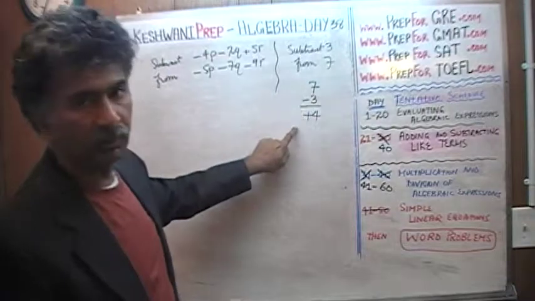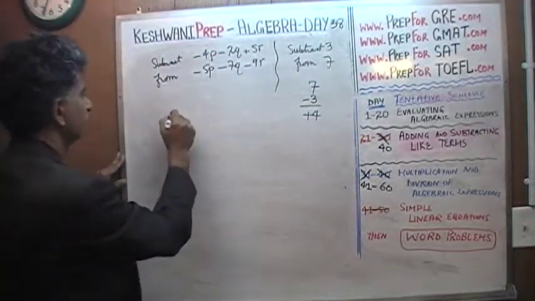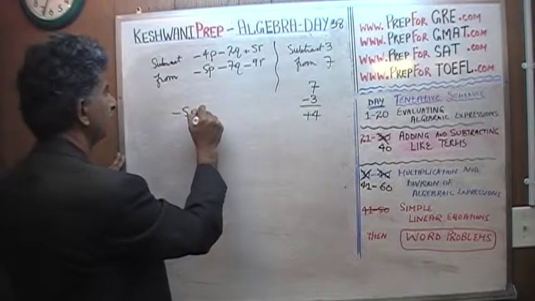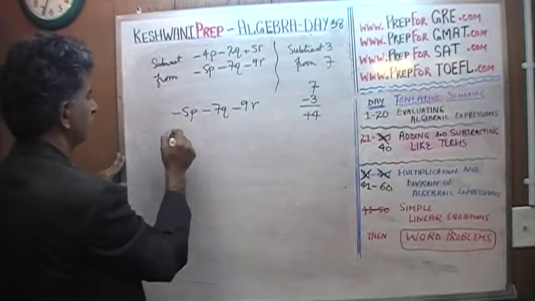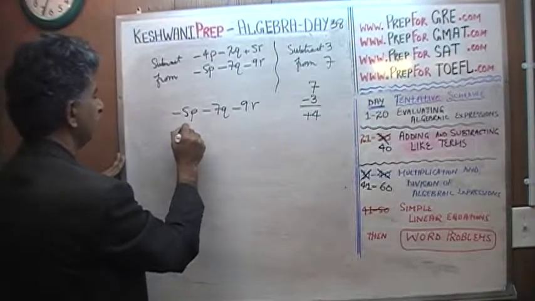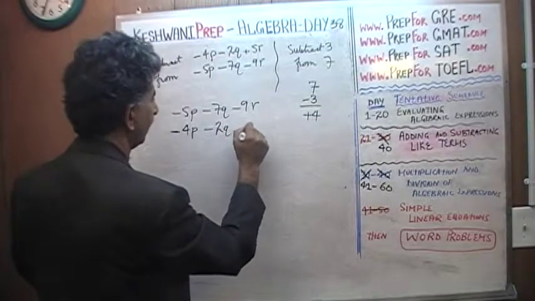This is how we do it actually. This second expression has to be written first. Negative 5p, negative 7q, negative 9r. Then we'll have the other one. Negative 4p, negative 2q, positive 5r.